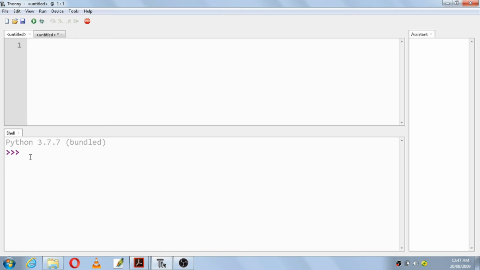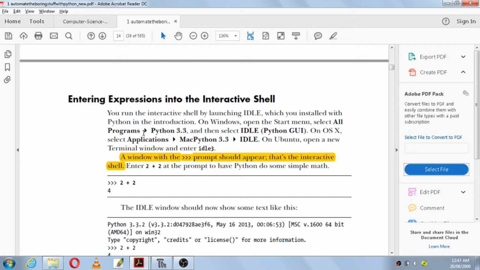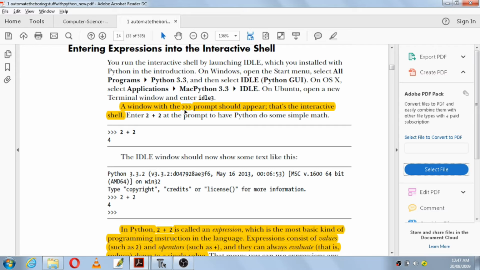You can put some commands and instructions directly in this interactive mode. Programs can be written in the editor, where you have to save, run and execute, but here you write the instructions directly and you will get the output. So this part is known as the interactive shell or the interactive mode. Initially they are making use of the interactive shell. A window with the triple angle brackets prompt should appear. That's the interactive shell.